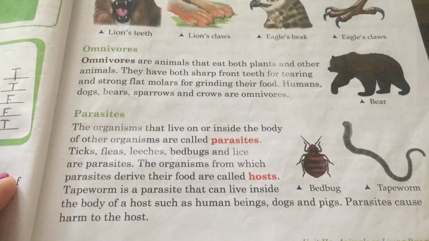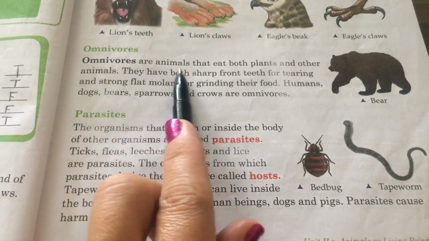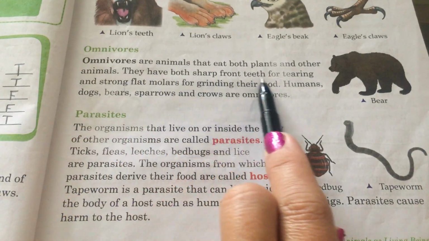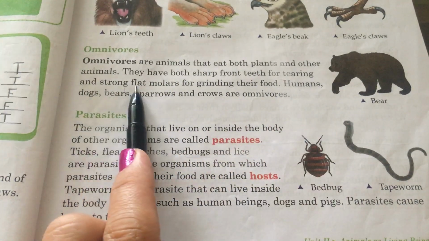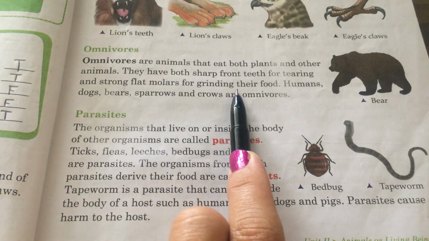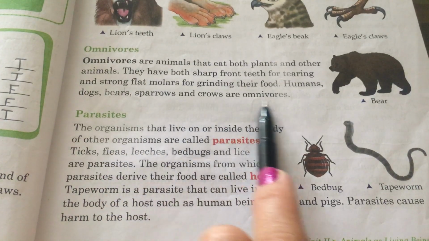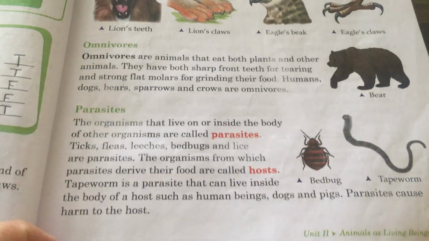Now omnivorous. Omnivores are animals that eat both plants and other animals. They have both sharp front teeth for tearing and strong flat molars for grinding their food. Humans, dogs, bears, sparrows, and crows are omnivorous.